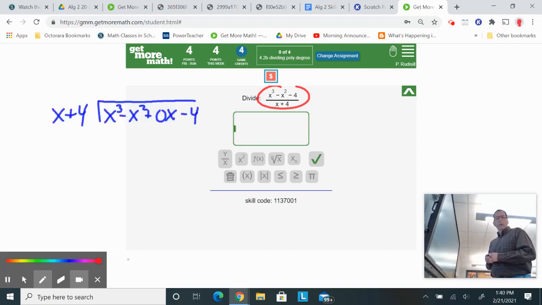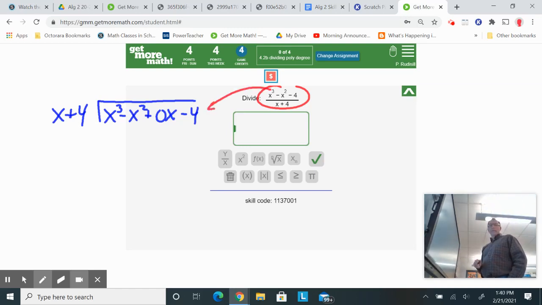Okay, as you can see, I took the numerator and I recopied it in here as a dividend, but notice I included an x term because there's an x to the third, an x to the second, but no x term. So it's just like a 0. So I put in 0x, and that's like a placeholder for us in our division. I'll show you what happens.